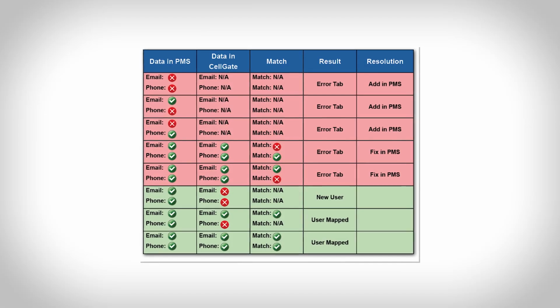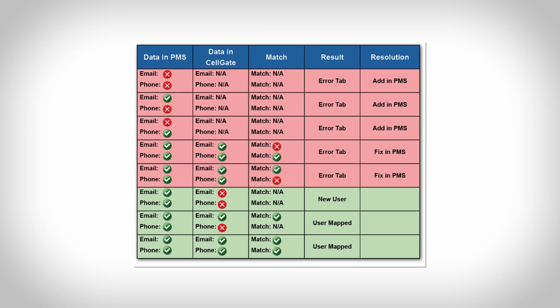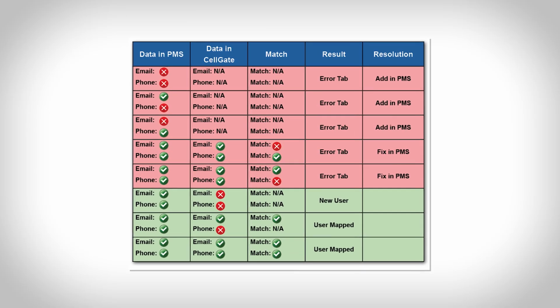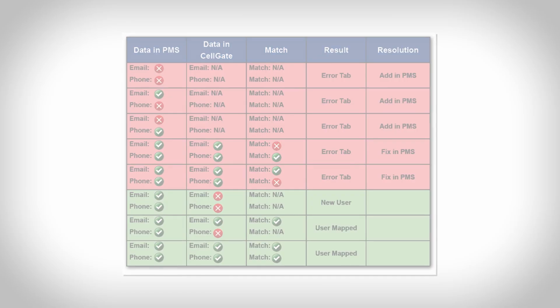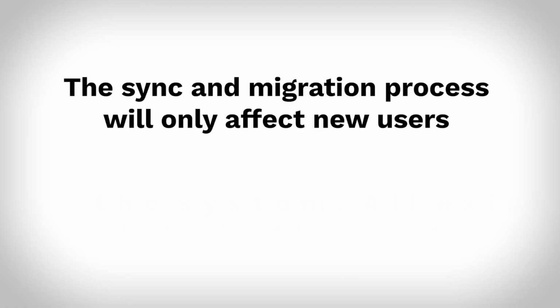Here is a comparison matrix to show how the migration and sync process will treat data matches in the Property Management System and in CellGate's system. The sync and migration process will only affect new users in the system. All existing user data in the system will be protected in the process.